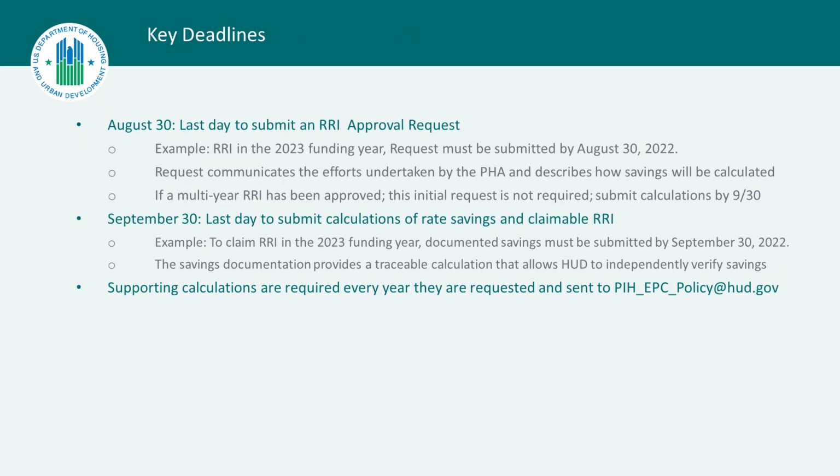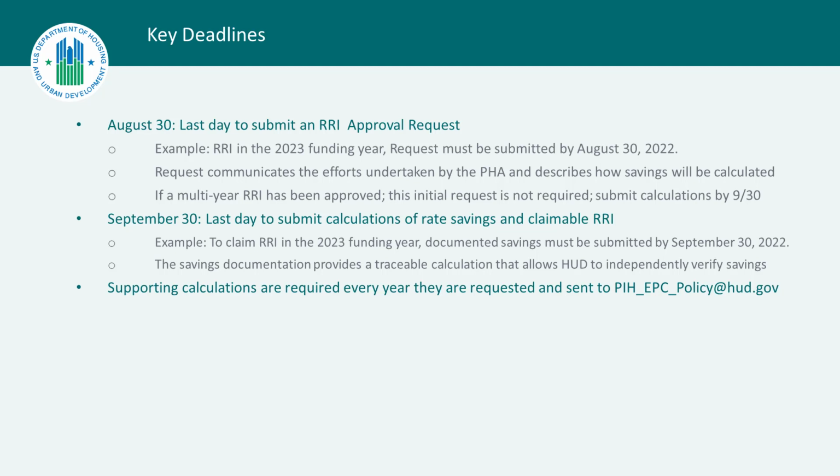The rate reduction incentive must be requested by August 30th of each year. This can be a simple letter listing the various asset management projects and utility types anticipated to be part of the request, as well as a description of the action. If the RRI action covers more than 1 fiscal year, the PHA should request a multi-year eligibility determination. September 30th is the last day to provide the supporting calculations and documentation for both single and multi-year RRI requests.